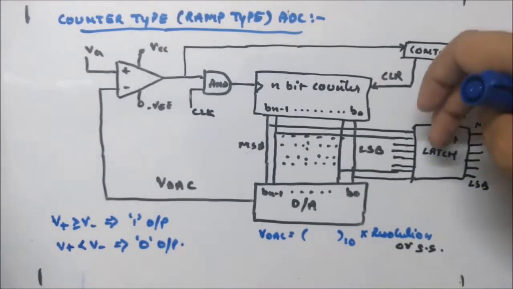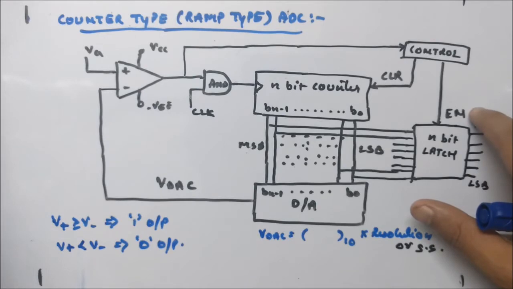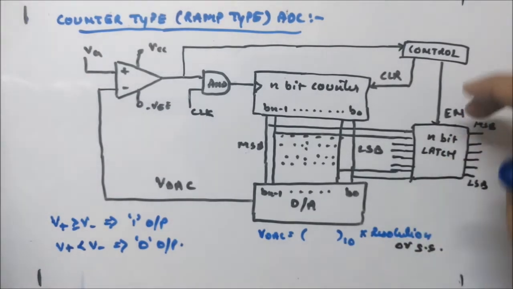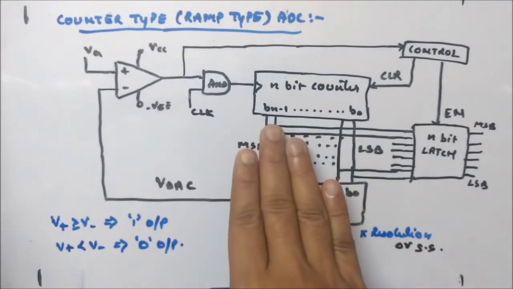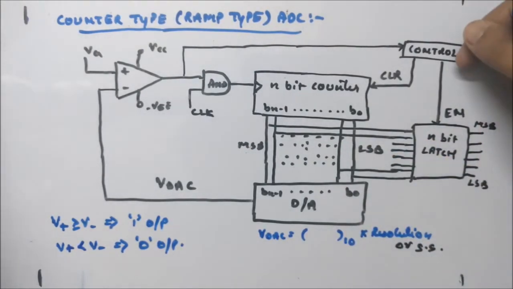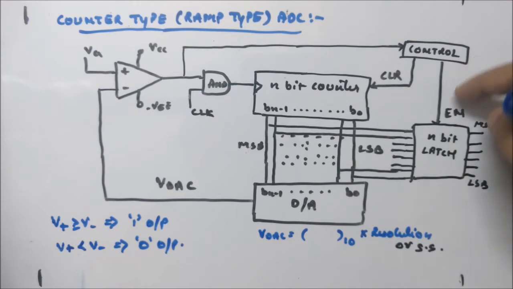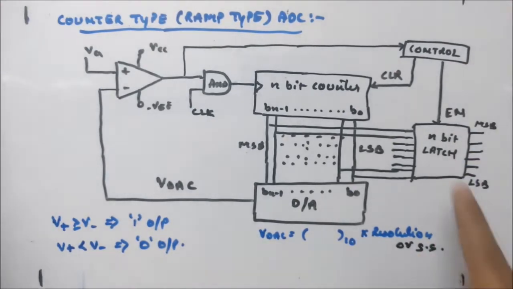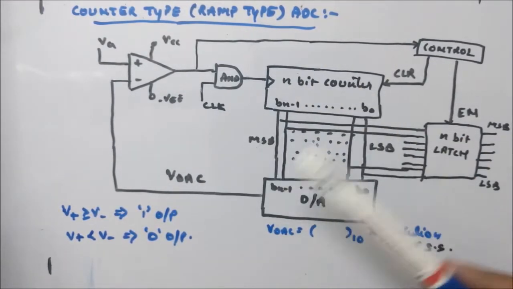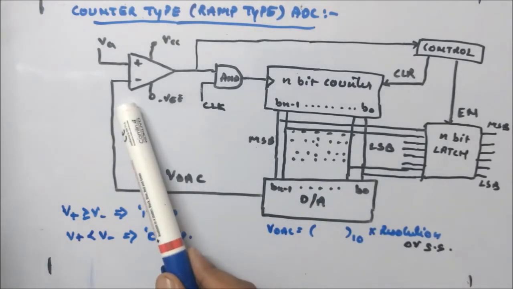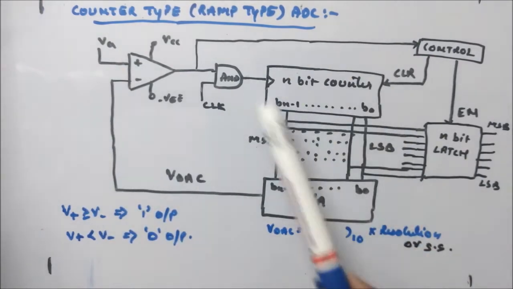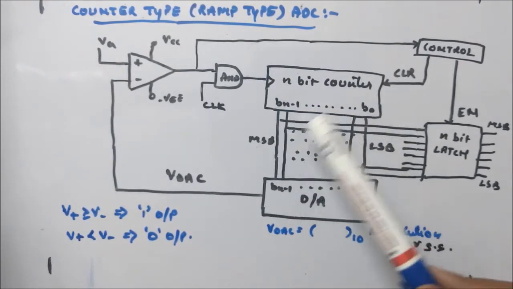If the enable input is logic 1, the input will be passed to the output of the latch. If the enable input is 0, the input of the latch will not be passed to the output. So enabling means the control circuit is providing logic 1 to this terminal of the latch. This is also N bit. So it will go on counting until V minus becomes greater than V plus, and at that point your counter will reset and start again.